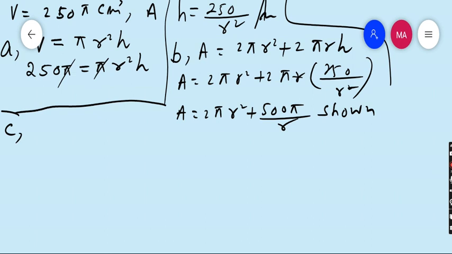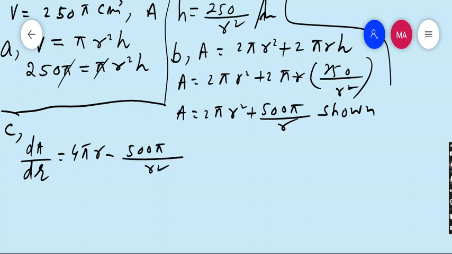Just find the derivative of A with respect to r. The derivative of 2 pi r square is 4 pi r, and the derivative of 500 pi upon r is minus 500 pi upon r square. Replace dA by dr by 0: 4 pi r minus 500 pi upon r square.